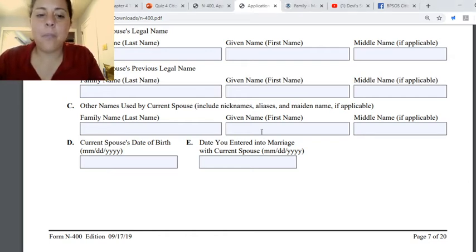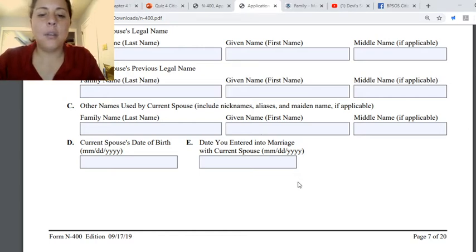Letter D, current spouse, husband or wife, date of birth. Remember, you need the month first, then the day, then the year. For example, 06 for June, 17 for the day, and 1956 for the year, the full year. June 17th, 1956 is 06171956.